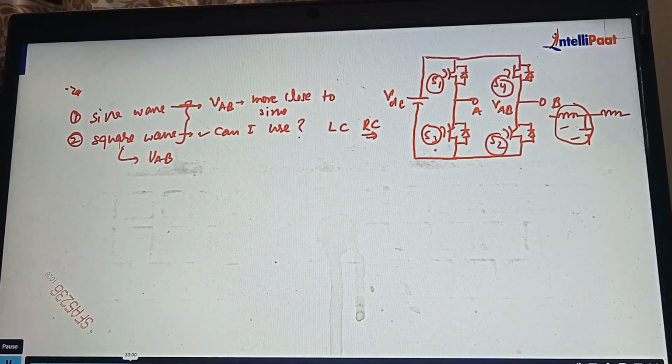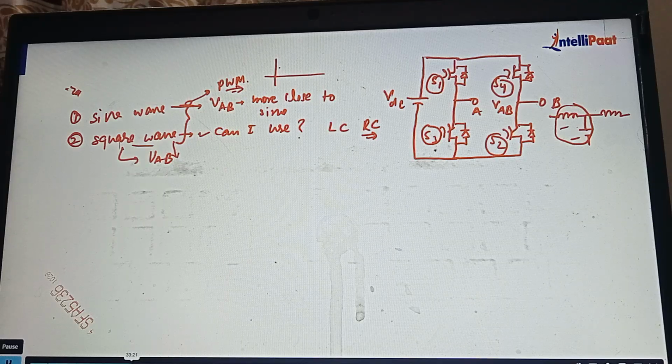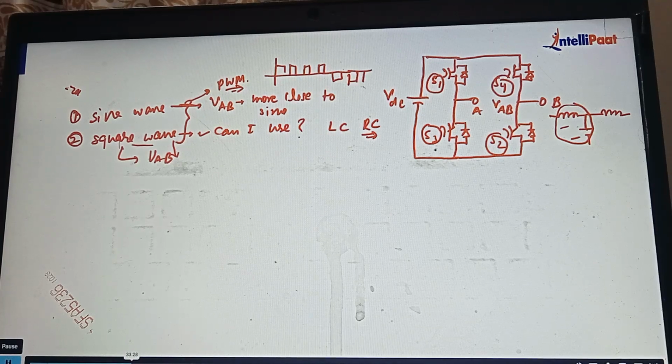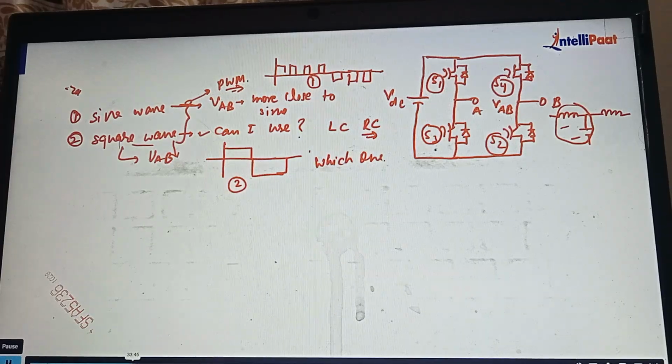Yes, but that's why I'm telling you. If you are generating a square wave, and if you are generating a PWM kind of waveform, I hope you are aware of the pulse width modulation scheme. Right? So if you are generating this kind of waveform as VAB, and this other kind of waveform, which one is difficult to filter out? The first one or the second one?